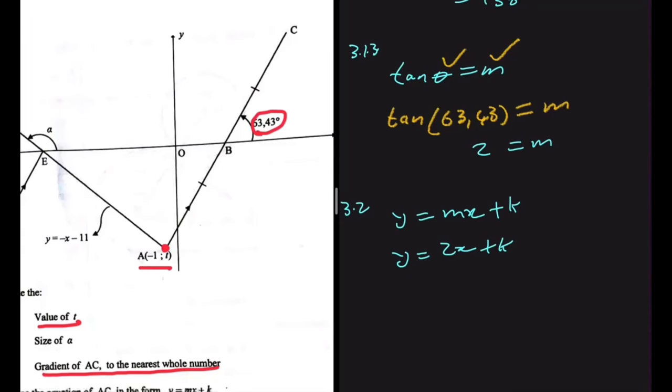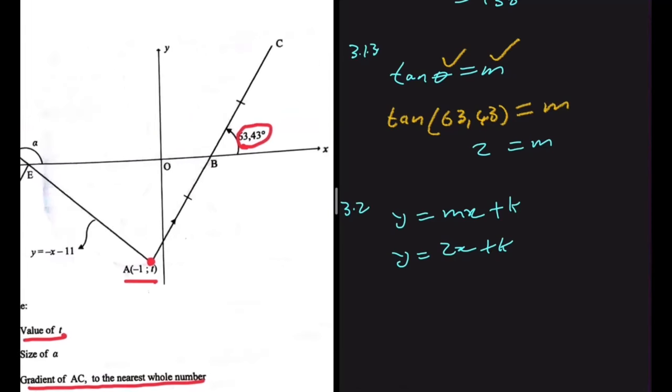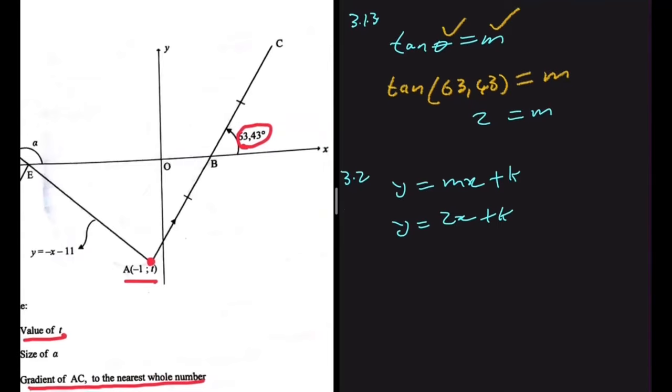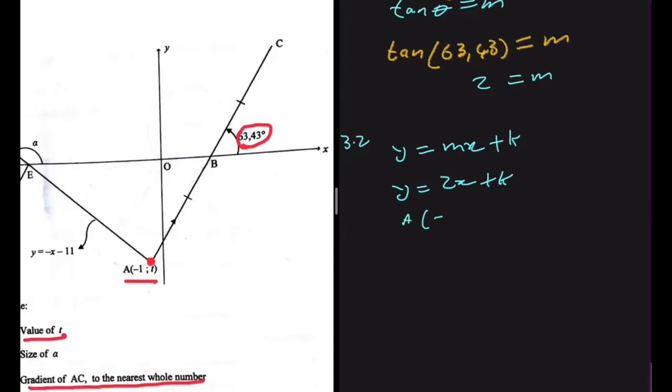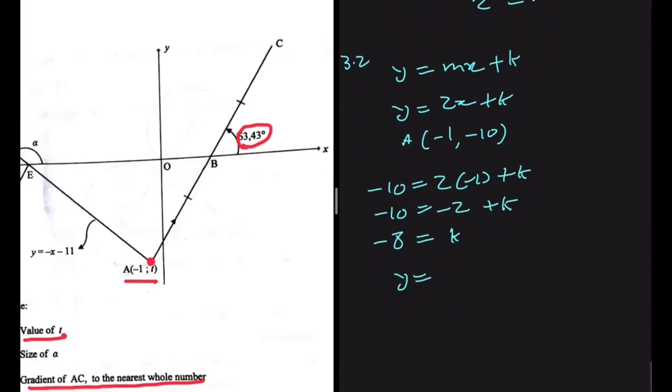How do we do that? We substitute a point on that line. A is a point on the line AF and is a point on the line AC. So again here, we can substitute A. So A is -1 and T. But now we know what T is. T is -10. We've already calculated that. So we're going to have -10 equals 2 multiplied by -1 plus k. So -10 equals -2 plus k. It's easy to see that -8 equals k, right? So y equals 2x minus 8.